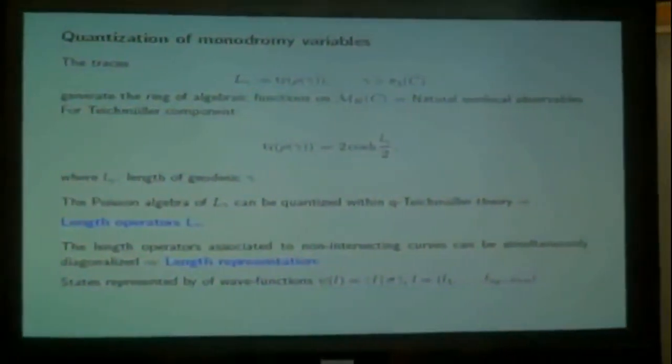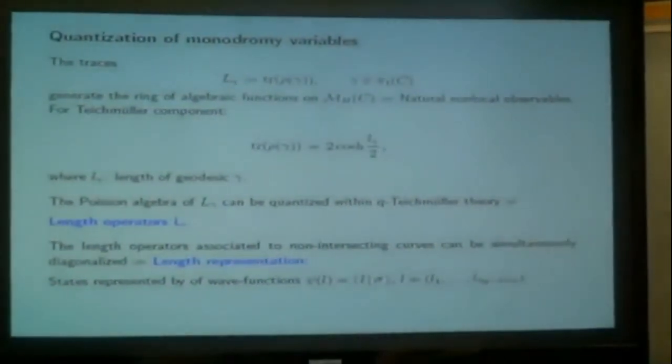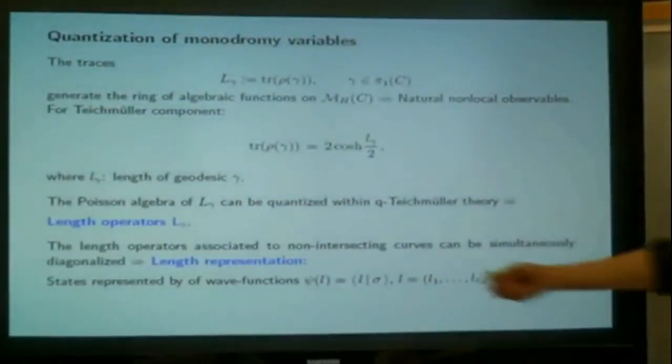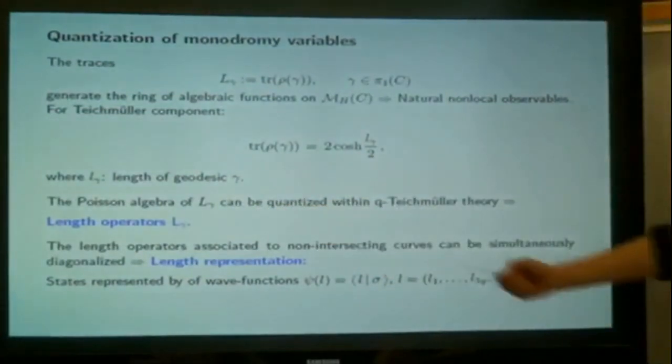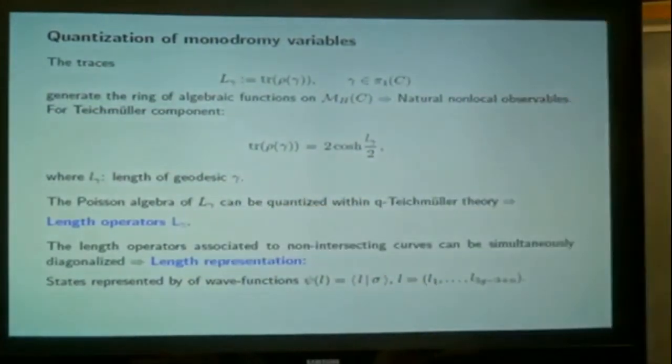Now, okay, this Poisson algebra, by what Sasha described to us, there's a nice Poisson algebra on this space, and we can quantize it. So what this defines are length operators, L sub gamma, associated with each single closed curve on the surface. So is this what we are doing now? We're introducing different coordinates. So we had this other first one.